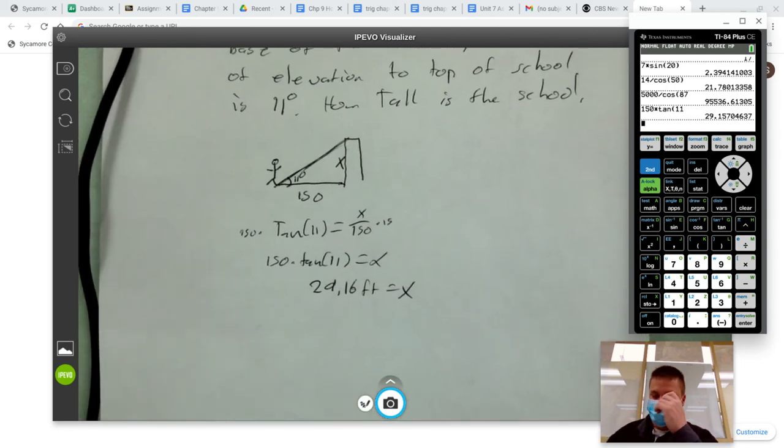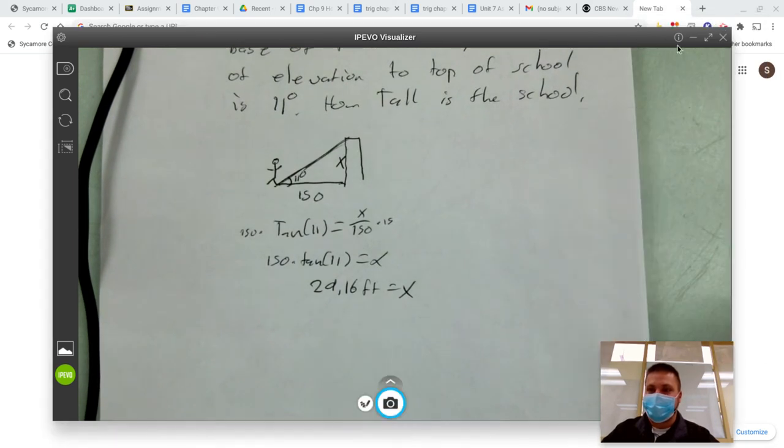Okay, so that's angle of elevation and depression. Last day on this, and then we'll be moving on to another topic.